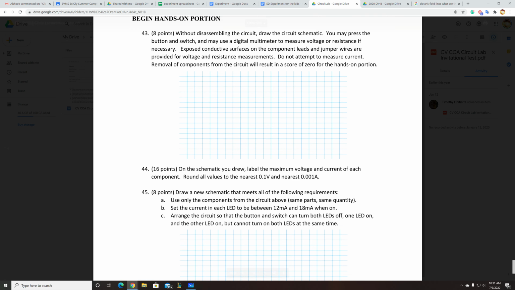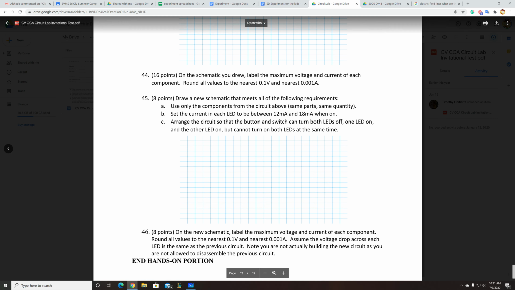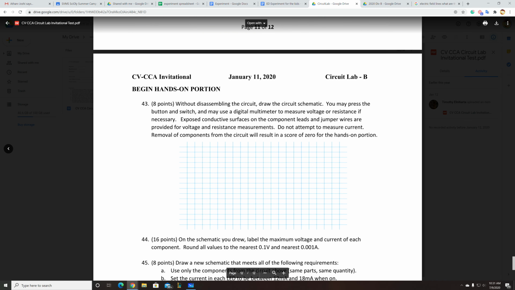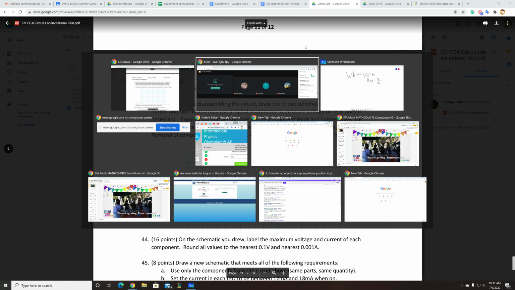And then the hands-on portion is actually extremely difficult. I actually got most of the points for this, but it's extremely difficult to do hands-on. Hands-on is worth a lot of points, but there's not usually a lot. And yeah.